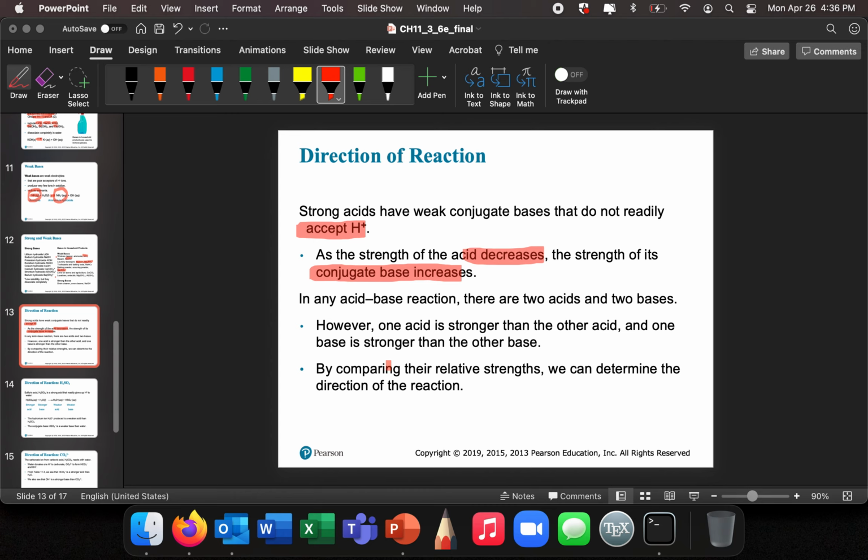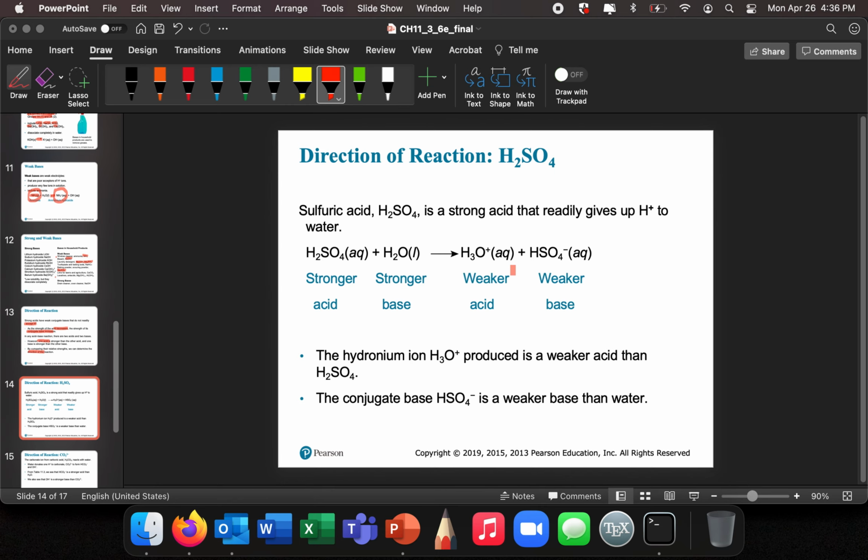In any acid-base reaction, there are two acids and two bases, depending on which direction you're going, right? One acid is stronger than the other, and therefore we can determine the direction of a particular reaction. For example, look at sulfuric acid, which is a strong acid, and hydronium, which is weaker. The reaction is going to go toward the weaker acid, right? Because hydronium is a weaker acid than sulfuric acid.